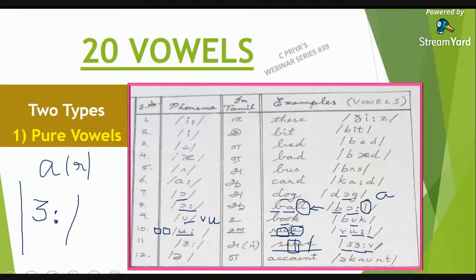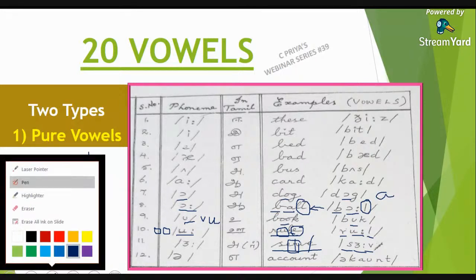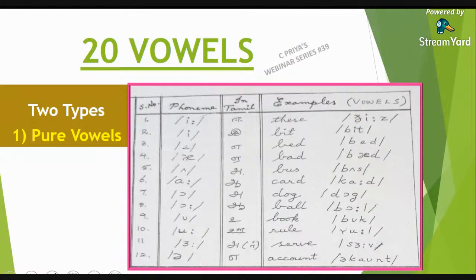Then the 12th sound is A. How to write this 12th sound? See, the reciprocal of E. That's it. Reciprocal of E. It produces A sound. Account. Account. Could you please repeat? Account. Now, when you read bed, bit, A sound, account, account, another A sound.